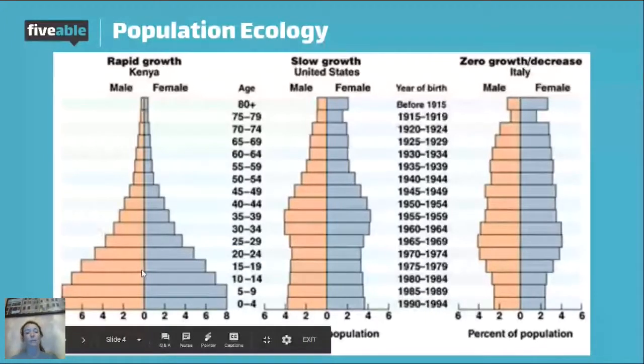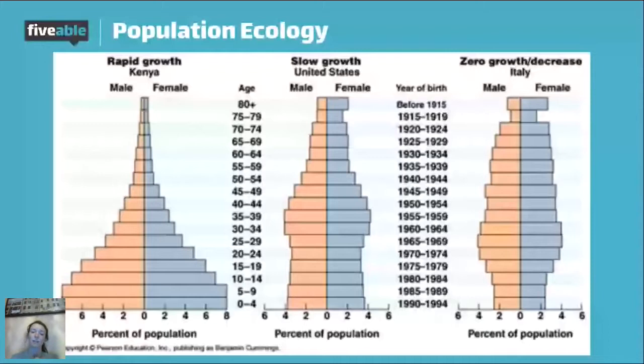If it's slow growth, then we have a rectangle figure where we have about an equal distribution at every age range. Then if it's zero growth or a decline, we actually have fewer children than we do adults, so those adults are not going to be replaced by the next generation. So just a refresher there. If you want more information on all the population ecology stuff, you can watch the replay from last week's episode. But it can tell you a lot about the health of a population by looking at graphs like this.